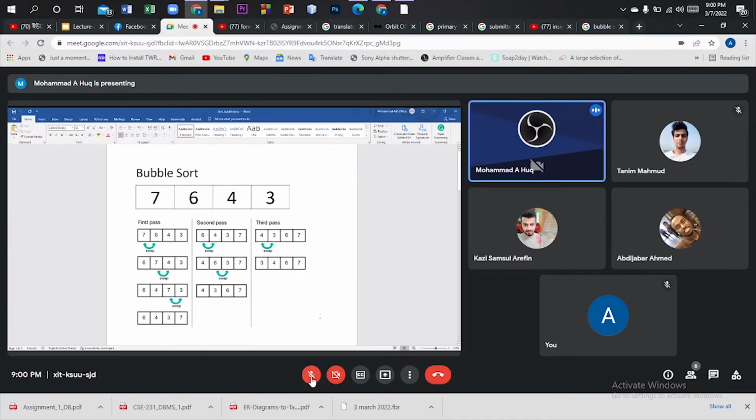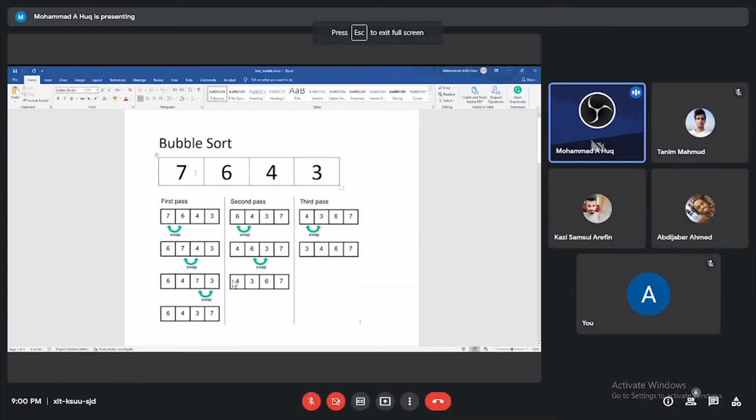Let's see bubble sort. We have 7, 4, 6, 3. You can find this one on the internet. Normally my input is a bit different. Can you see that? Yes, sir. Okay, you see that in the first pass, 7, 6, 4, 3. So bubble sort, what it does actually, it just compares with the next element. Yes, the next is 6.